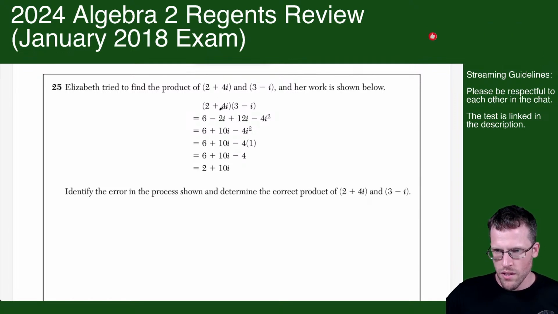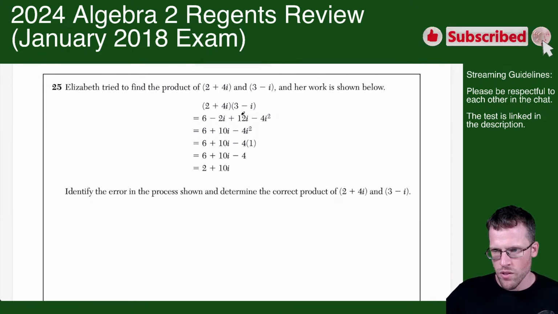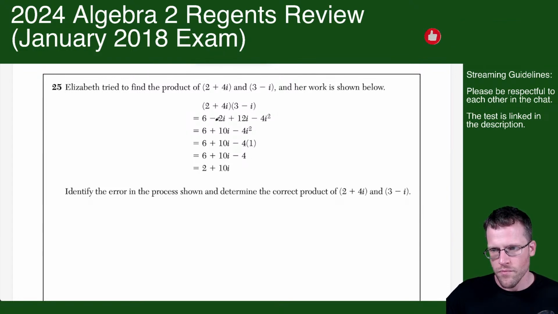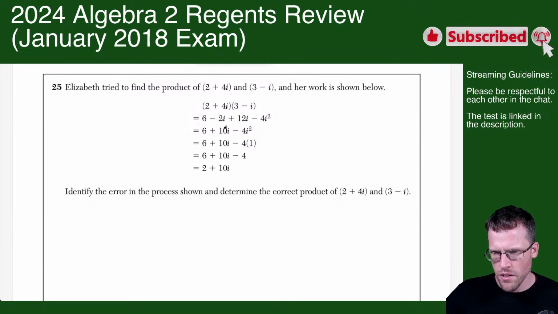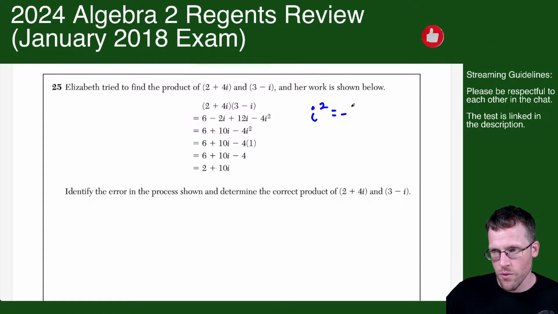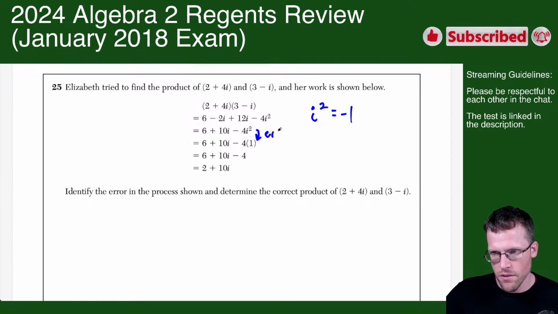2 times 3 is 6. 2 times minus i is minus 2i. 4i times 3 is 12i. 4i times minus i is... So far, so good. And then Elizabeth combined like terms. So see, here to here is good. However, i squared is -1, not +1. So here to here, there's the error. Okay, i squared is -1.